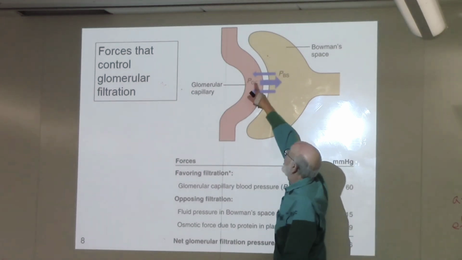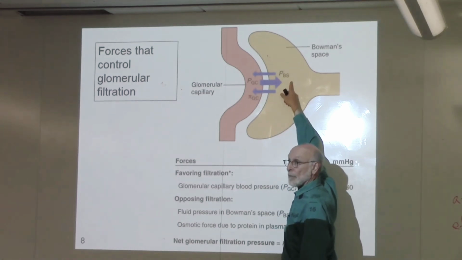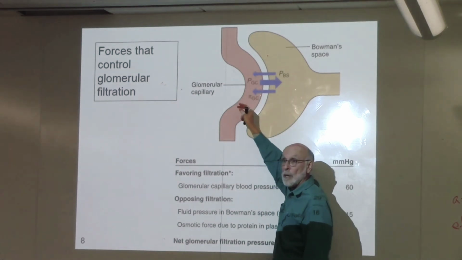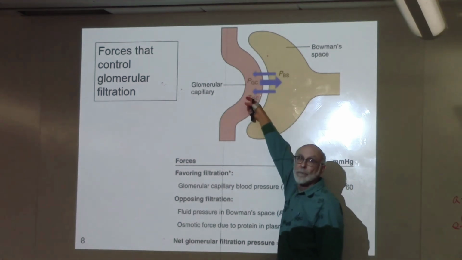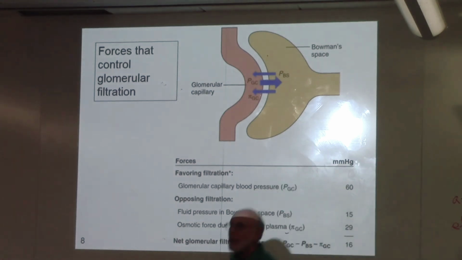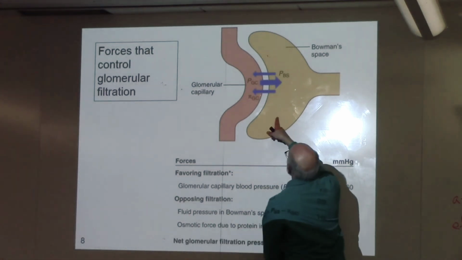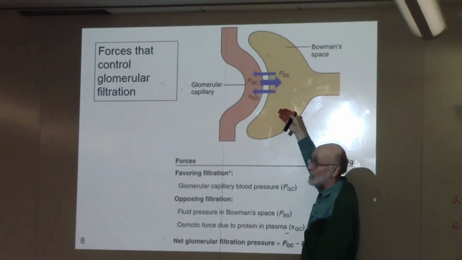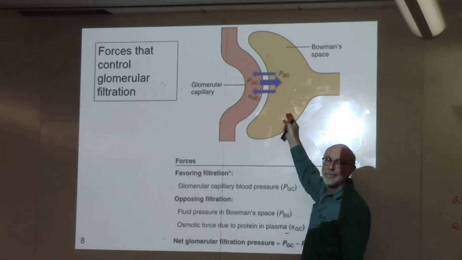So pressure in the capillaries favors filtration. Pressure in Bowman's space opposes filtration. And solute in the blood opposes filtration. Those are the main forces that drive filtration. Now you could say, wait a second, what about solute in Bowman's space? It's usually too small to make a big difference, but solute in Bowman's space would favor filtration.